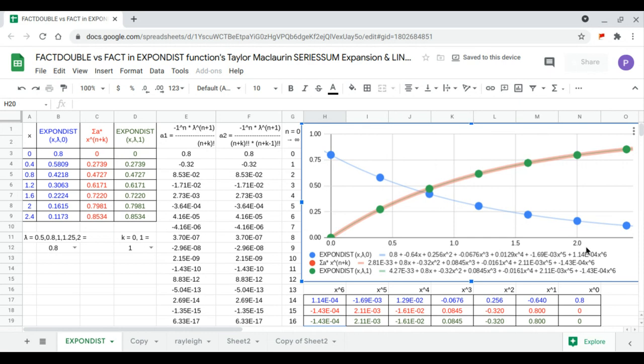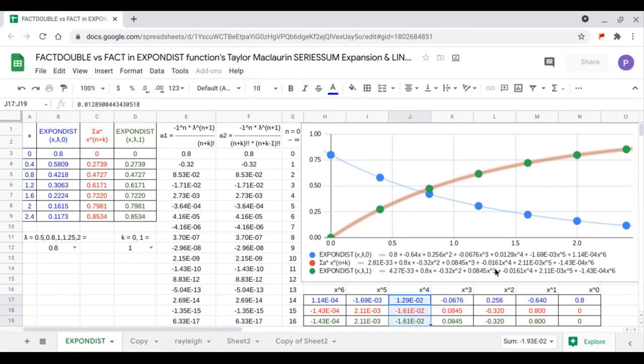Begin with the x to the 0. That's 0.8. This is 0 times 10 to the minus 33. This is 0. The x coefficient, 0.64. And then 0.8 and 0.8. X squared coefficient, 0.256, 0.32, minus 0.32, and minus 0.32. X cubed coefficient, 0.0676, 0.0845, 0.0845. So it's negative 0.0676.